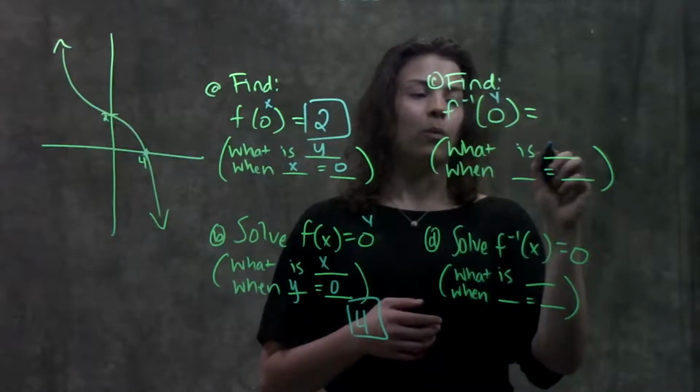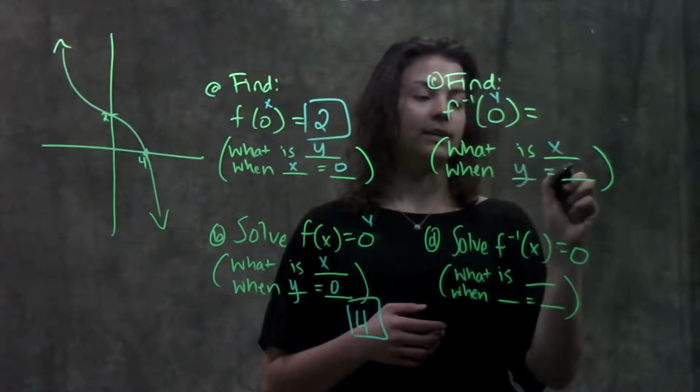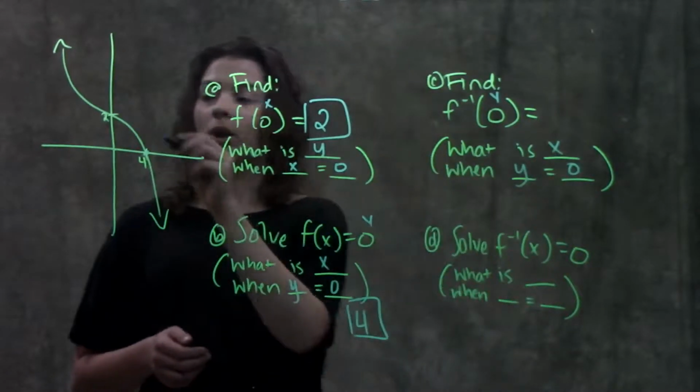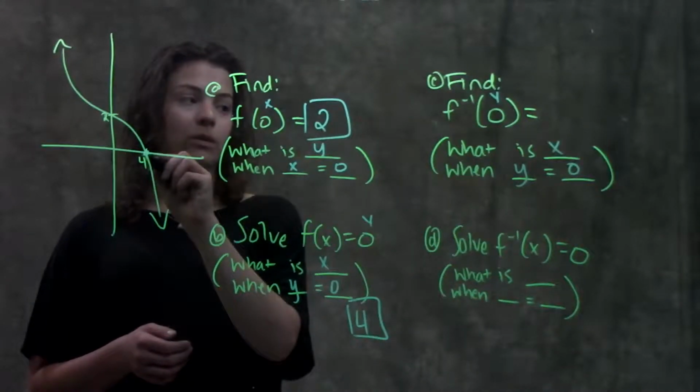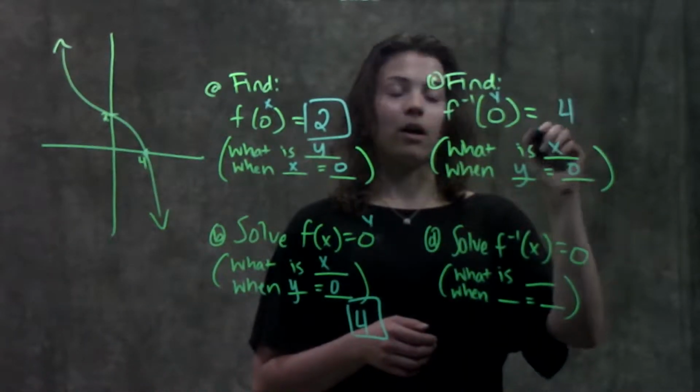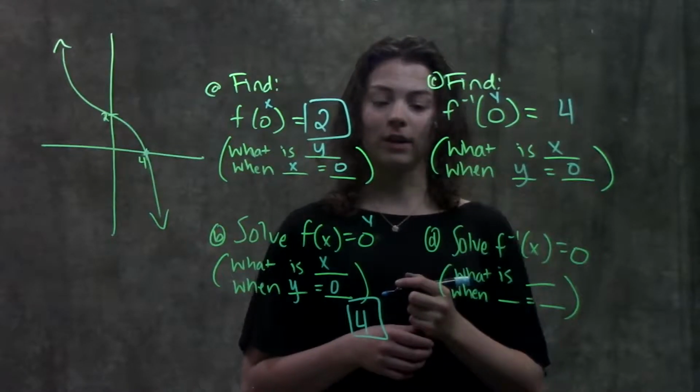So they're asking, what is x when y is equal to 0? Because now we're talking about the inverse function. So we go over here. When y is equal to 0, our x is equal to 4 again. Now our x value is equal to 4 on our inverse function.